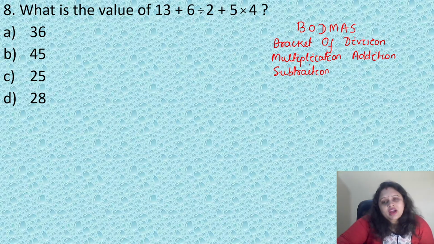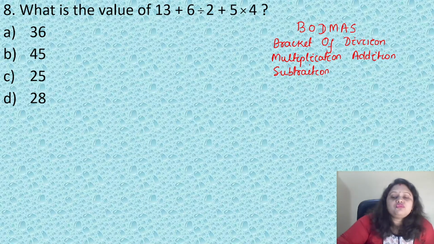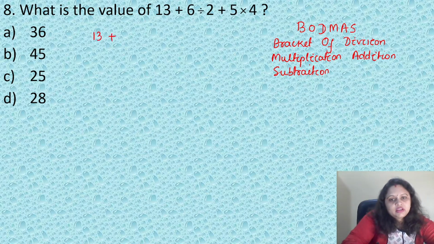Whenever we have to solve a question in which many signs are present, like multiplication, addition, subtraction, we have to follow this rule. We have to first solve the bracket, then of, then division, then multiplication, then addition and subtraction. Next, I am writing the question here again. 13 plus 6 divided by 2 plus 5 into 4.